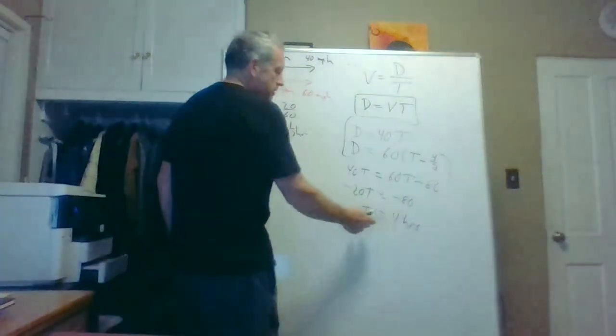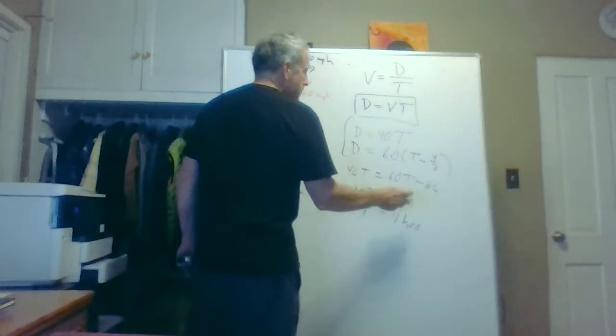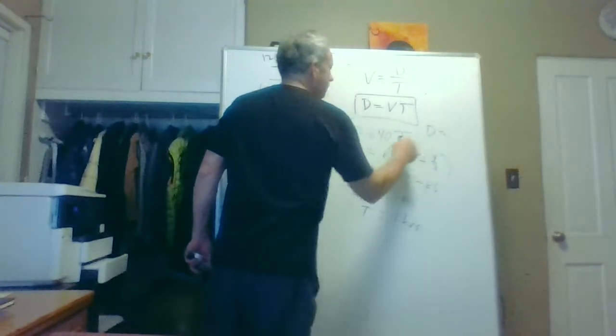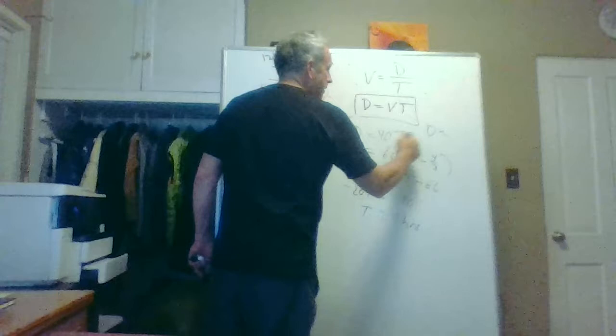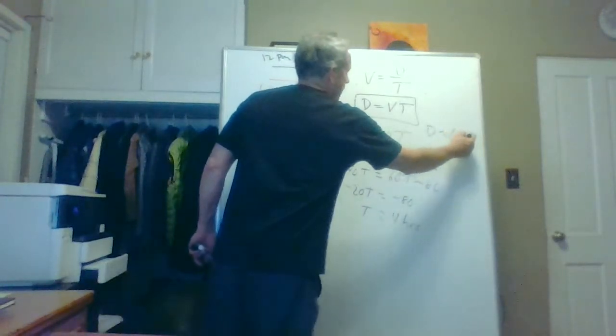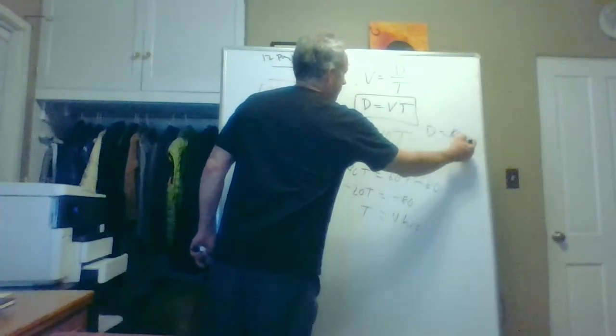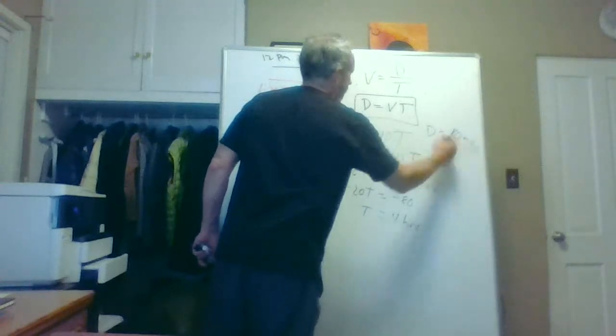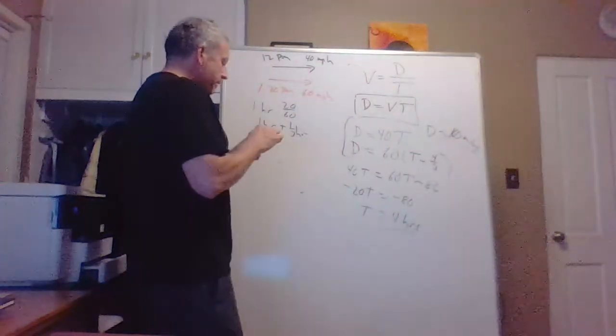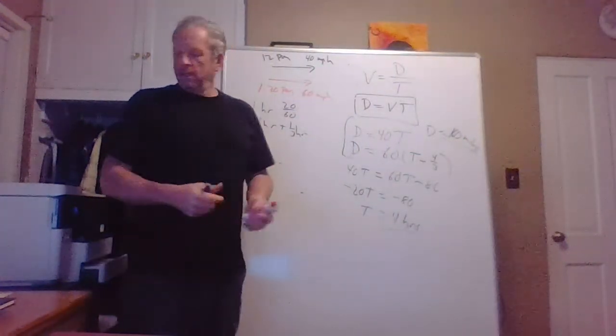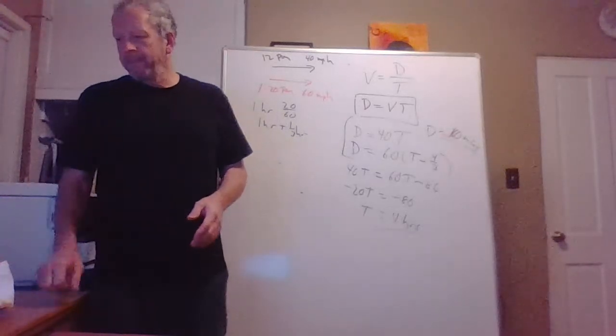And like any two equations and two unknowns, take this and substitute it back in there. So 40 times 4, 160 miles, 4 hours. So there we go.